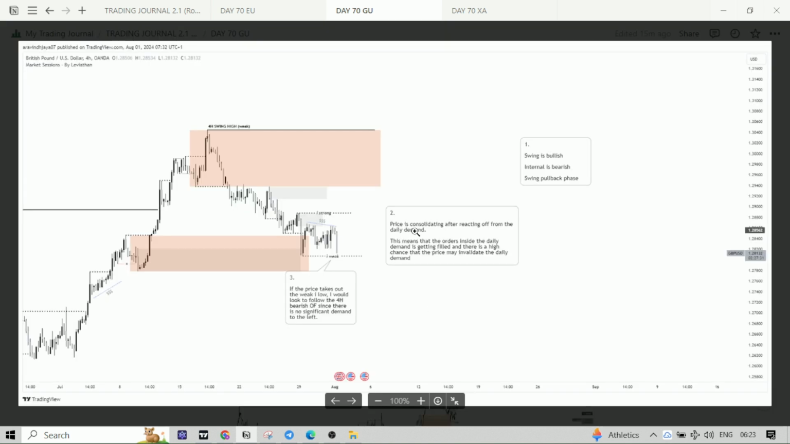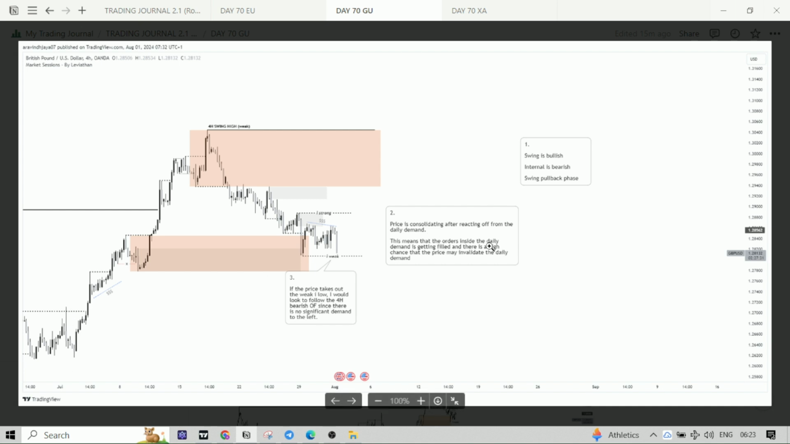So price is consolidating after reacting off the daily demand. This means that the orders inside the daily demand are getting filled, and there is a high chance that the price may invalidate the daily demand. So whatever I told you in the daily, same. If the price takes out the weak internal low, I would look to follow the bearish order flow since there is no significant demand to the low. So there is low resistance liquidity here. Once this weak low is taken, obviously this low resistance liquidity would also be taken. So price comes down, moves up, again comes down. So it can continue this internal order flow till it reaches some significant level of demand.